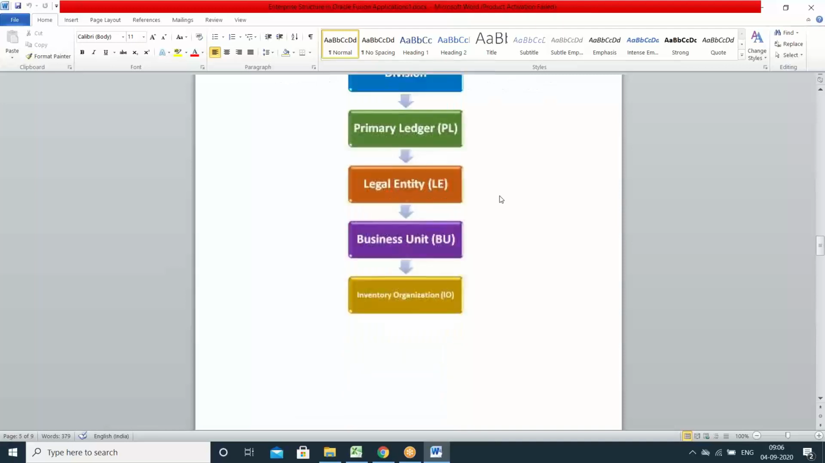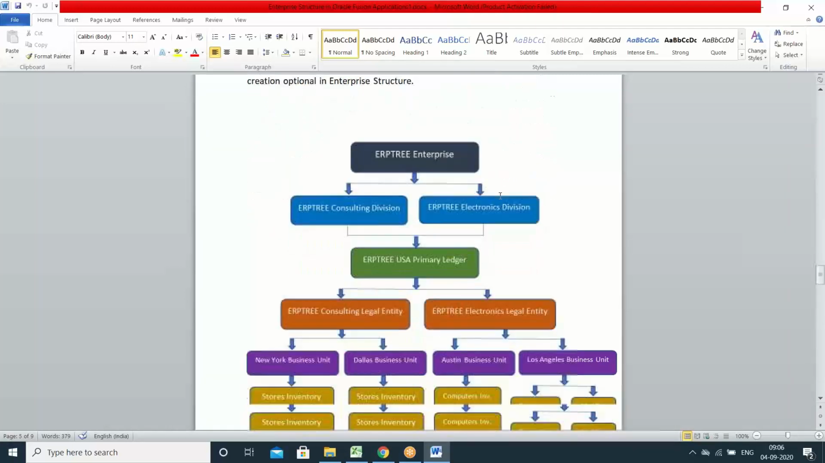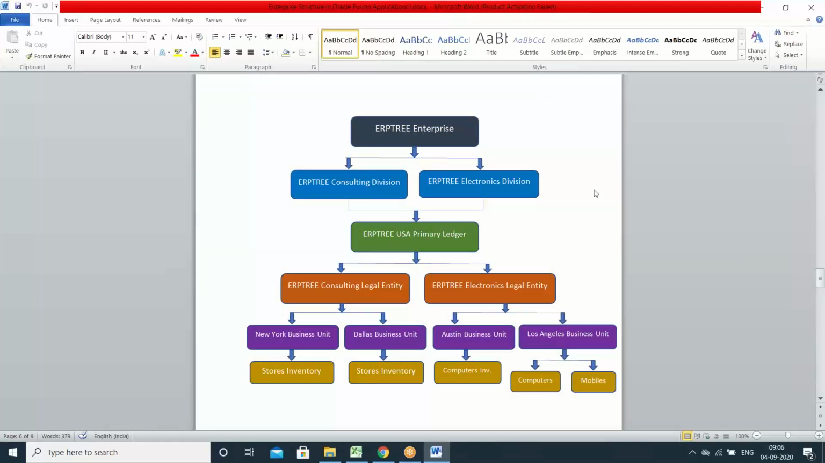Now I have a simple slide which talks about one client's business. If you take the example of ERP Tree, they are operating the business in the US with 2 divisions. This is how you have to create the enterprise structure for that client. First we have to create the enterprise, ERP Tree enterprise. They have 2 divisions. One is ERP Tree consulting division, the other is ERP Tree electronics division. Those 2 divisions are in one country only. That is the reason for one country, one primary ledger: ERP Tree USA primary ledger. And say they have a separate registration. With one registration they can run the business in one country.